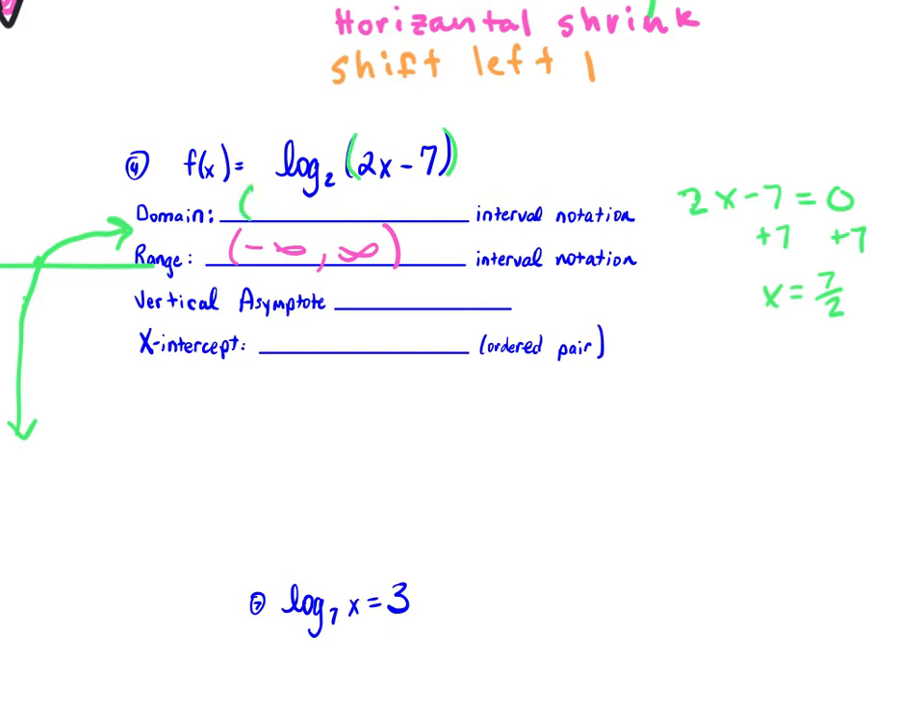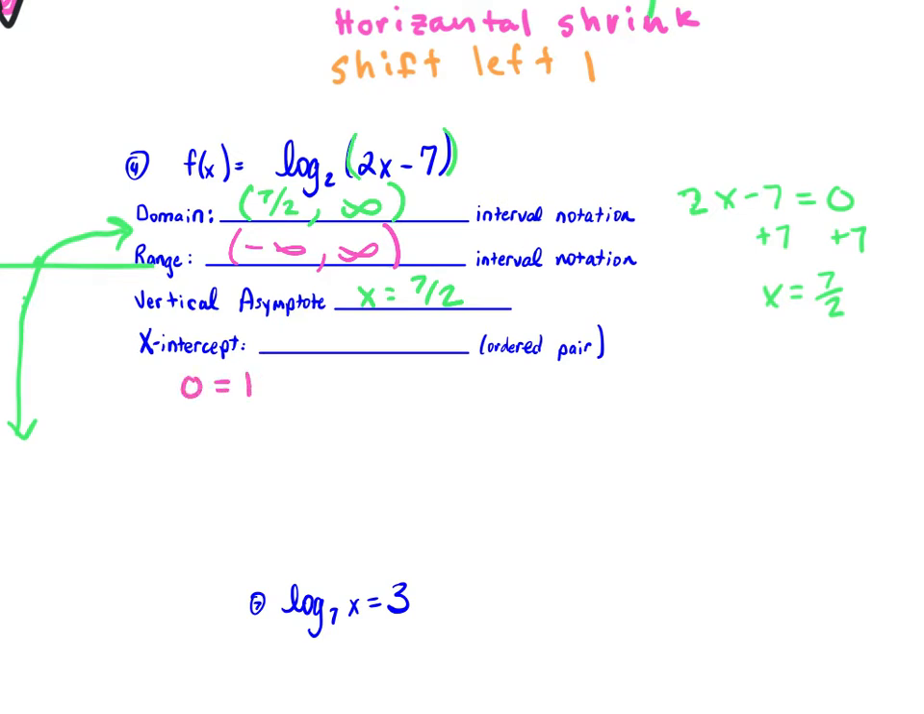So what would our domain be? 7 over 2 to infinity. And what's our vertical asymptote? X equals 7 over 2. Now, how do we find the x-intercept? Sorry, I said y-intercept, I mean the x-intercept. Set the equation equal to 0.